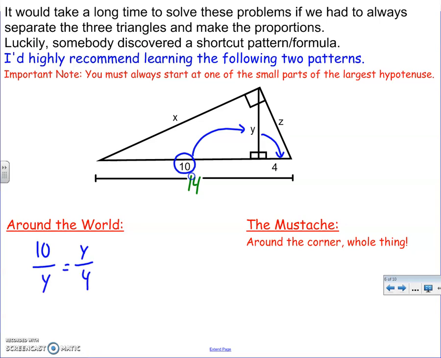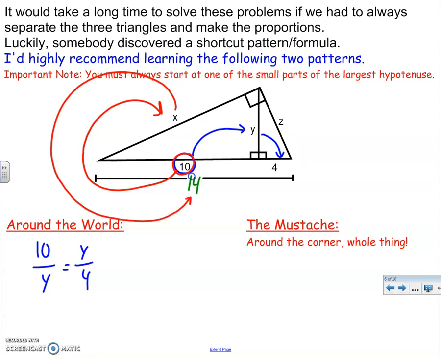All right, the next one is the mustache. There's a left mustache and a right mustache. So starting at one of the small numbers of the large hypotenuse, say I start at 10 again, there's a left mustache. I'm going to go left around the corner, around the side to x. Then I'm going to go from x back to the entire whole thing. So there's the left side of the mustache. So that is 10 goes to x, x goes to 14. And then there's the right mustache. So I'm going to start at 4 this time. Go around the corner to z, then back to the whole thing.